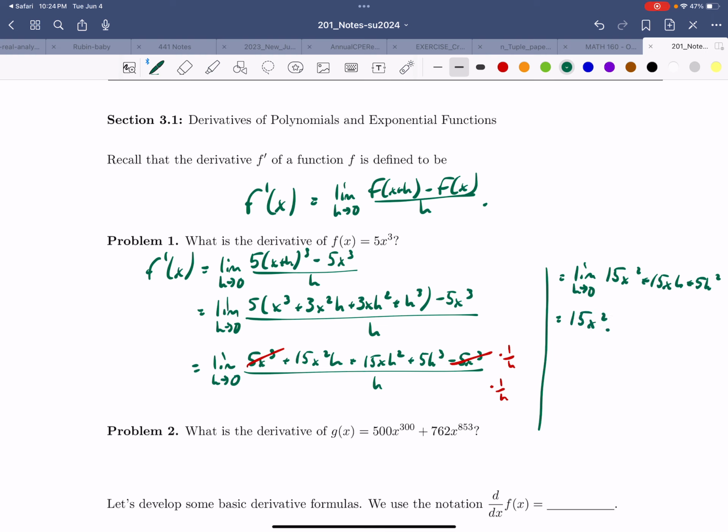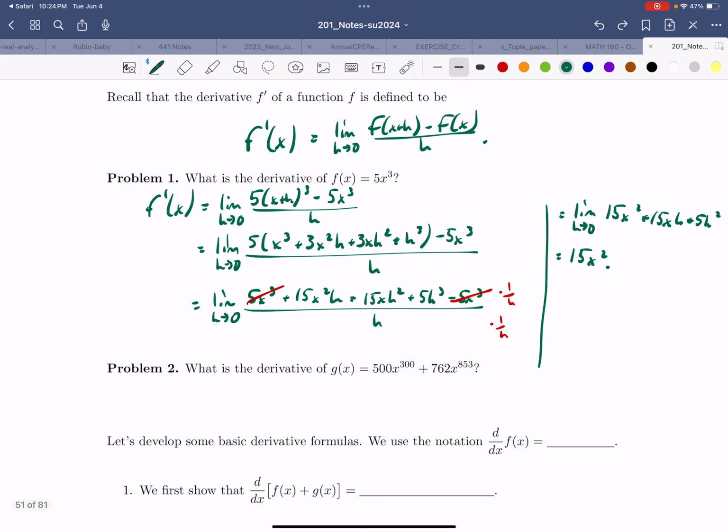Now, take a look at 5x cubed and 15x squared. See if you notice a relation between those two expressions. Pause the video if you need to, just for a minute. Anyway, that wasn't so bad. It was sort of nice that I knew the cubic expansion.